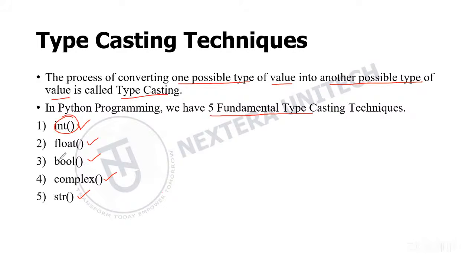And then if we want to convert any data type into float, we can use the float function. And then we can use boolean to convert any type of data into Boolean data type. And to convert it into complex, we can use the complex typecasting technique. And we can also convert it into string using the string typecasting technique. So till now, we've learned this.